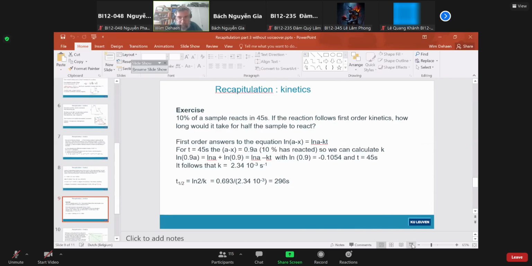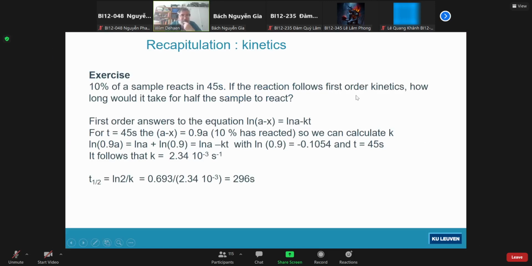Good. I'm back. I hope you can see this. So it's an exercise about a certain sample. So 10% of it has reacted in 45 seconds. So that means we have a fraction remaining that is 0.9. So we assume that the reaction follows first order kinetics. So how long would it take for half of the sample to react? In other words, what is the half-life of this reaction?